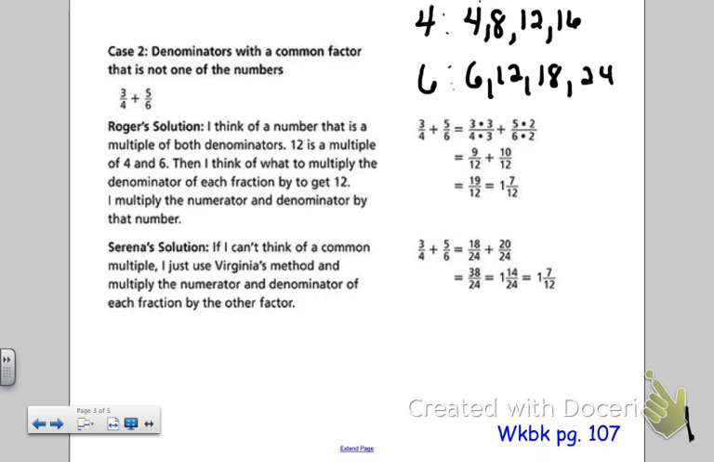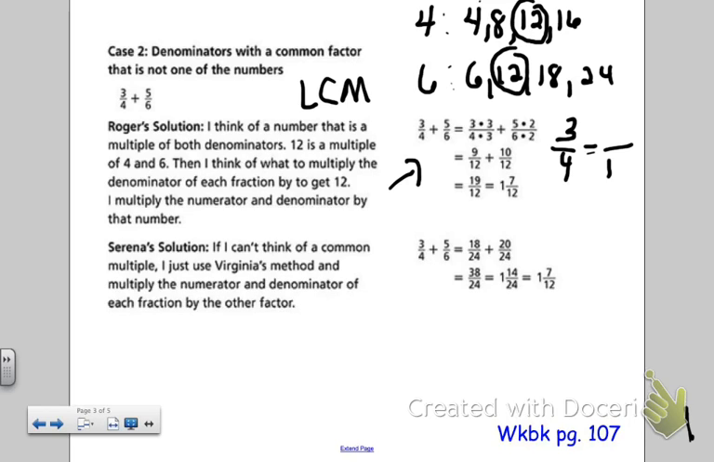And now what you can do is look for the least common multiple, the LCM. In this case, the least common multiple is 12. So you could use 12 as the common denominator, which is what Roger did here. He took the 3/4 and he turned that into 9 twelfths. And he took the 5/6 and he turned that one into 10 twelfths.